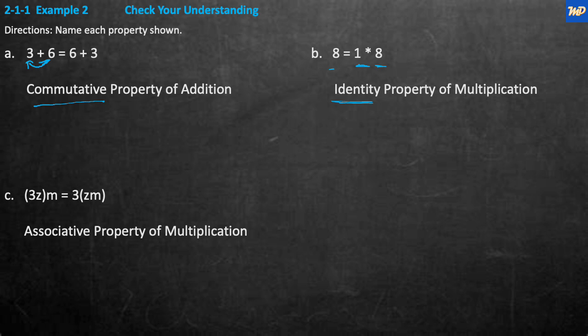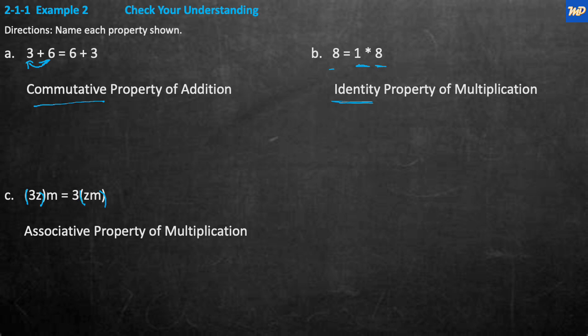And C, 3z times m is the same as 3 times zm. And what is that? What did we do? We grouped these. How did we associate these? We associated them this way. And in this one, it's the z and the m we associated together.